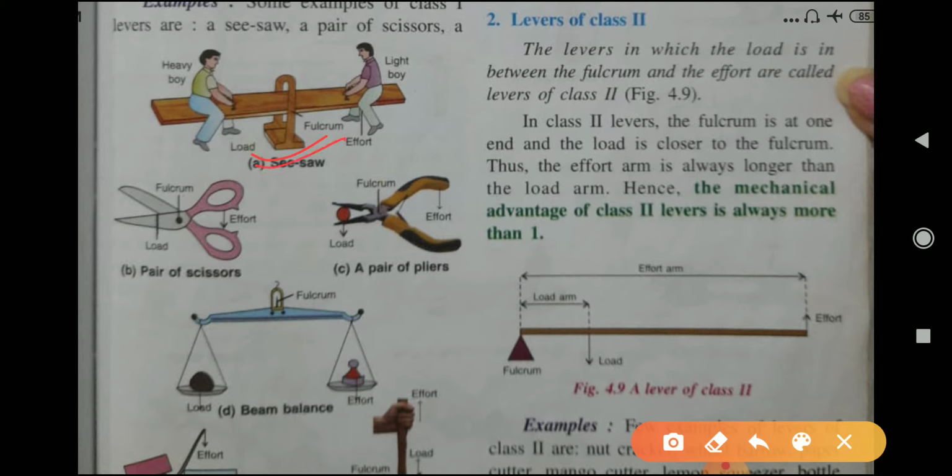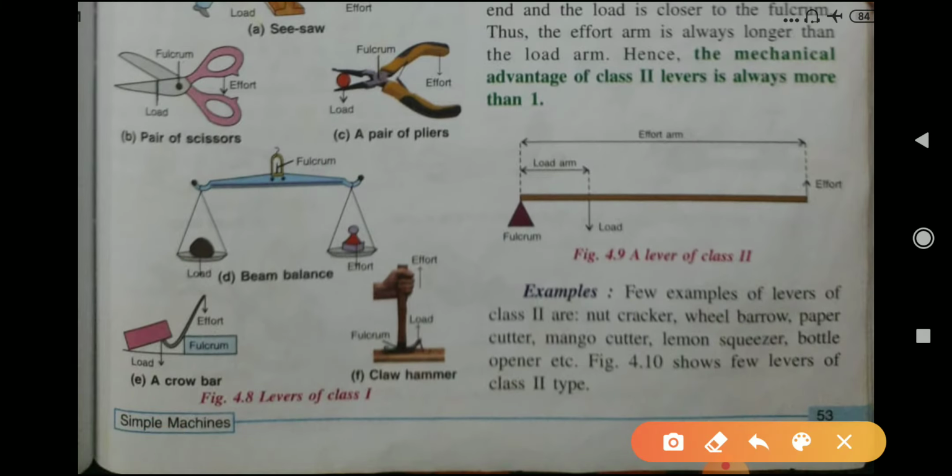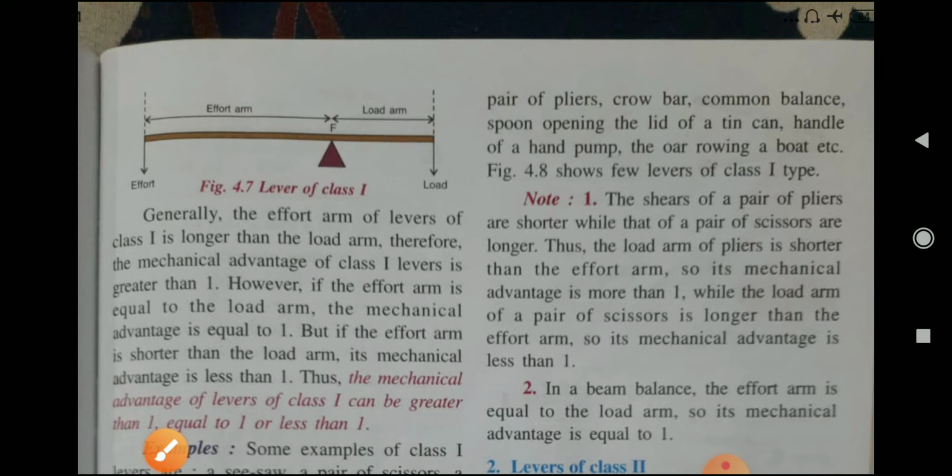Here you can see the fulcrum is in between the load and the effort. Here also you can see the fulcrum is in between the load and the effort. Here also in this picture you can see a pair of pliers. This is attached from here. So the fulcrum is here, and this is load and this is effort, means we apply the force here. So this is an effort and this is a load, that this plier does work on this object. Here also you can see this is a fulcrum, this is load and this is effort. So these are the examples of class 1 lever.